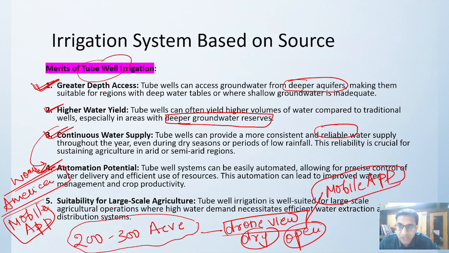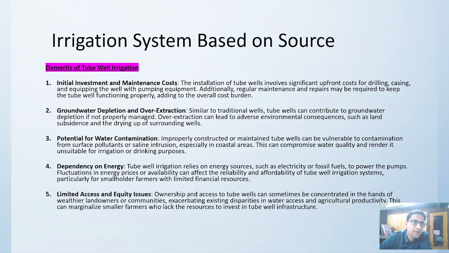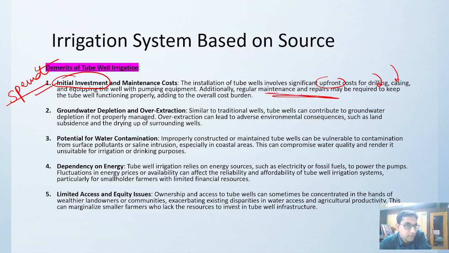So automation potential is also there, and automatically this will increase the water efficiency. It will help in properly utilizing the water. And tube well is very important for large scale agriculture, because they require a large quantity of water at regular intervals of time. But there are some demerits also, because it requires some initial investment, because you have to spend the money in building and in maintaining. So upfront cost is there: drilling, casing, equipping. Okay, all these things require a good amount of investment, and regular maintenance and repairs also have to be done in a proper way.